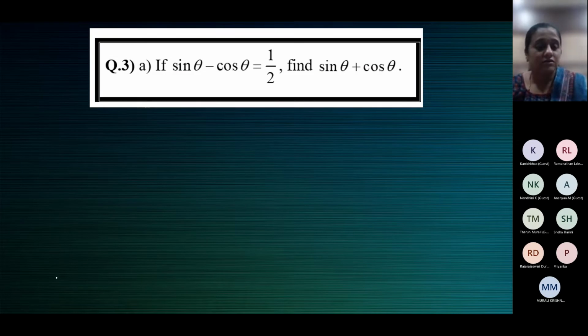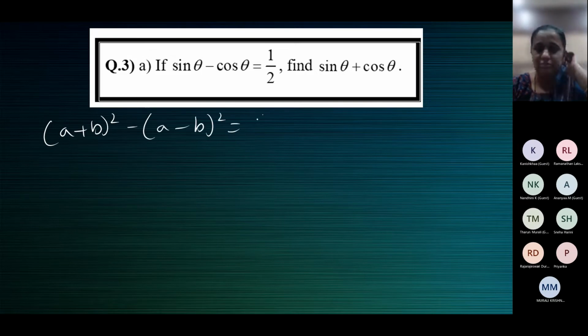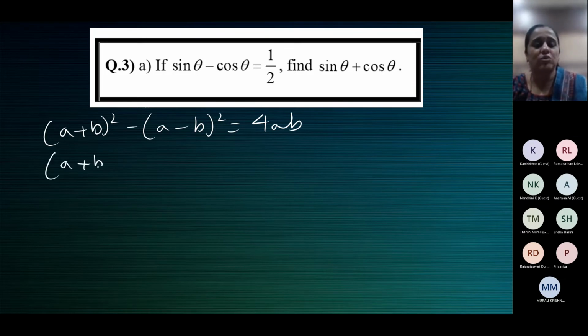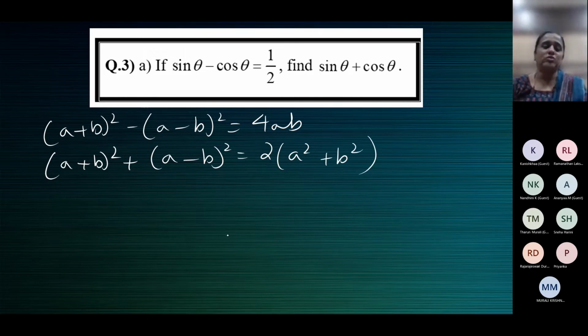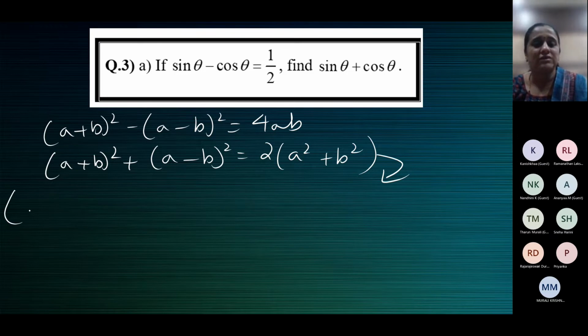So this identity, we already know this. A plus B the whole square minus A minus B the whole square is equal to 4AB. I'll tell you why we are not using this. The other one is A plus B the whole square plus A minus B the whole square is equal to 2 of A square plus B square. Now let's use sine theta in place of A and cos theta in place of B in this identity. So tell me, A is sine theta, B is cos theta.